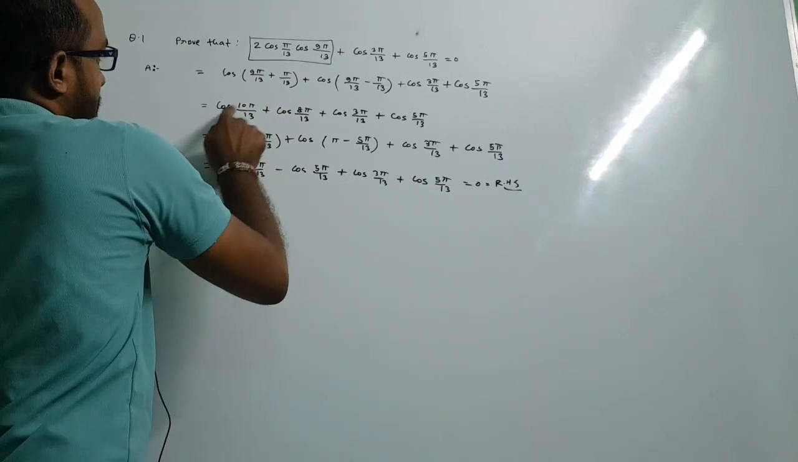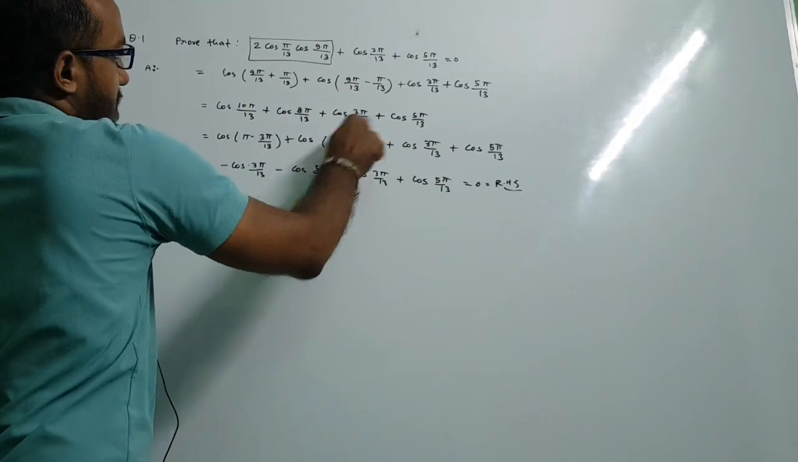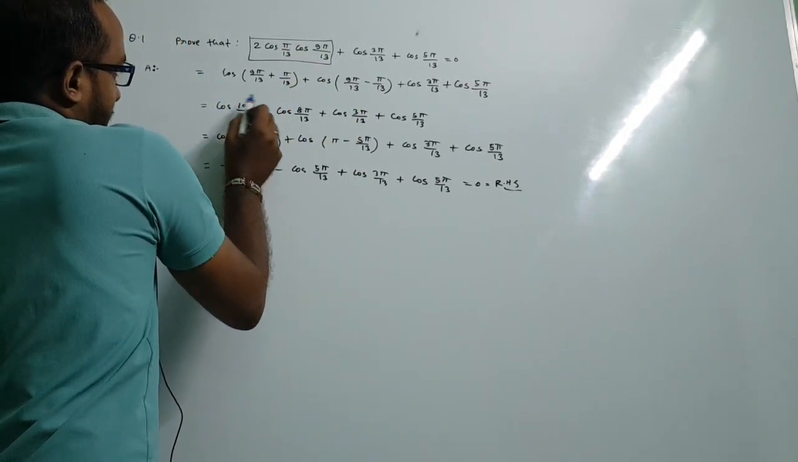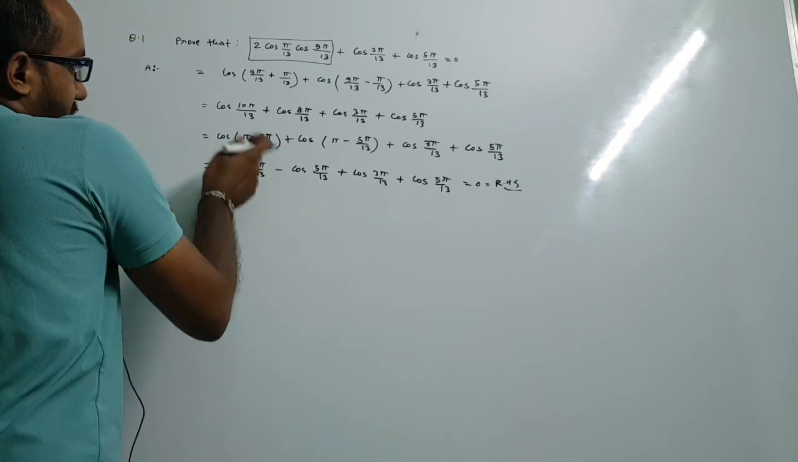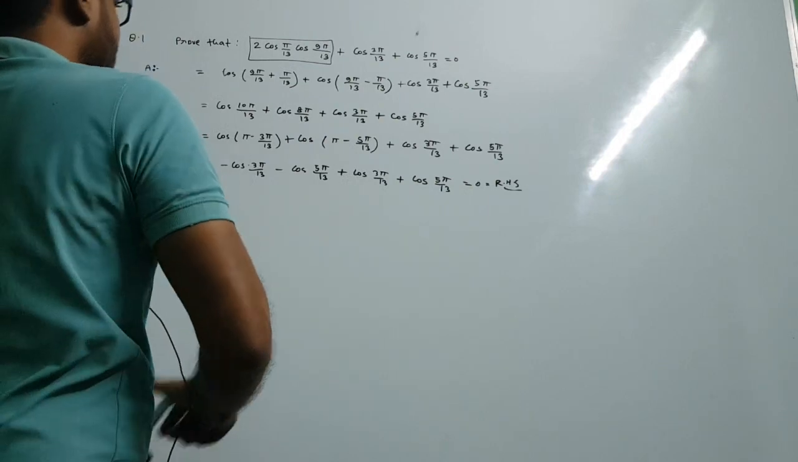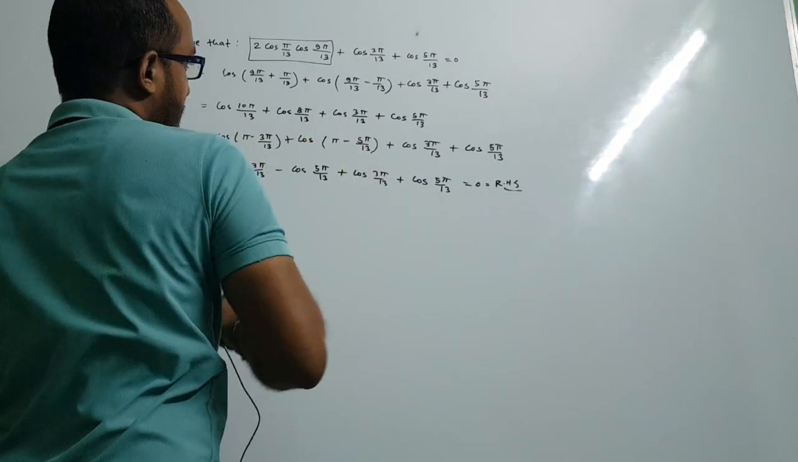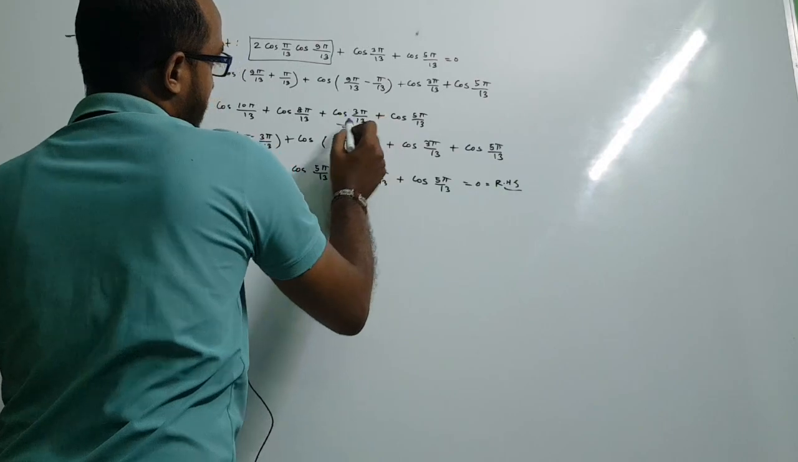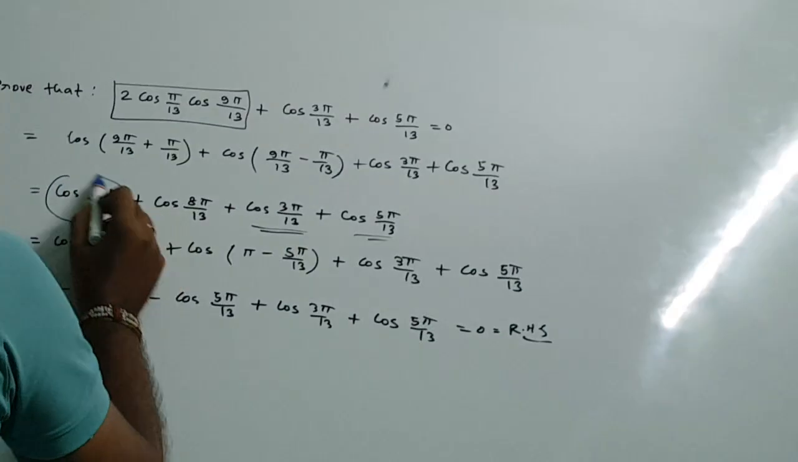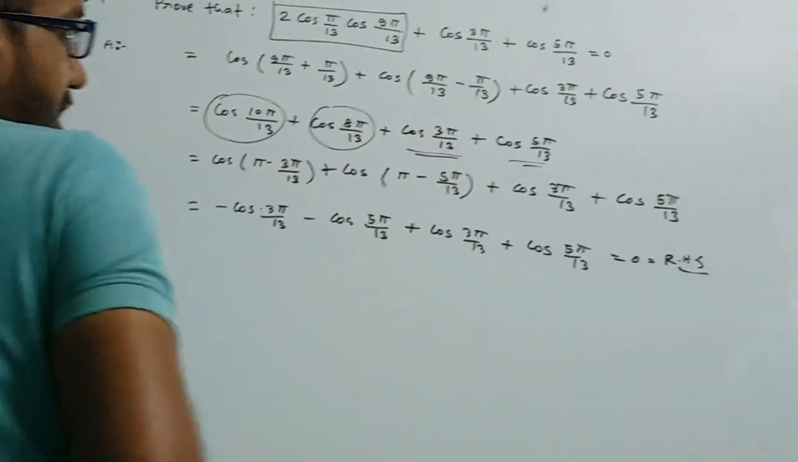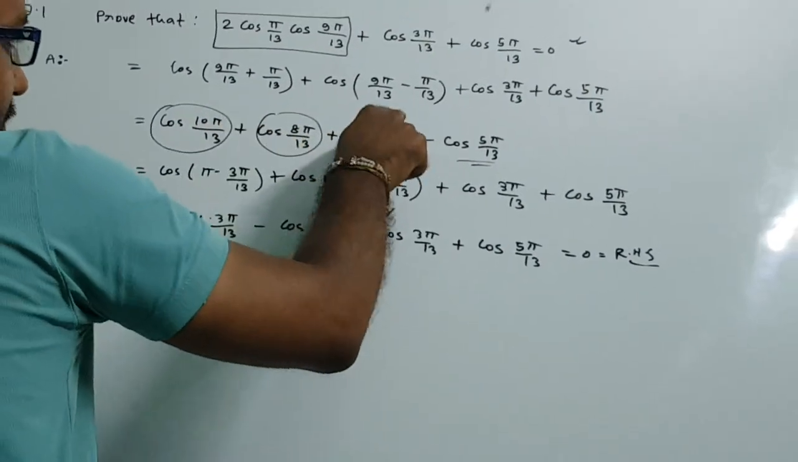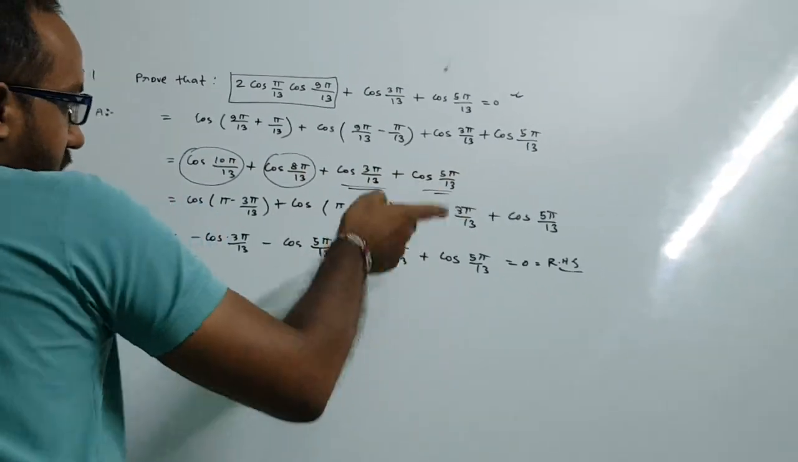Now this is cos 10 pi by 13, this is cos 8 pi by 13, and rest of the things are as it is. Now how can we write 10 pi by 13? Pi minus 3 pi by 13, 13 pi minus 3 pi, that is 10 pi. Why are we writing something like this? Because look at the terms. Here we have 2 terms, cos of 3 pi by 13 and cos of 5 pi by 13. That means we have to bring those 2 terms with a negative sign in order to prove right hand side equals 0. So we have to bring cos of 3 pi by 13 and cos of 5 pi by 13 with negative signs.